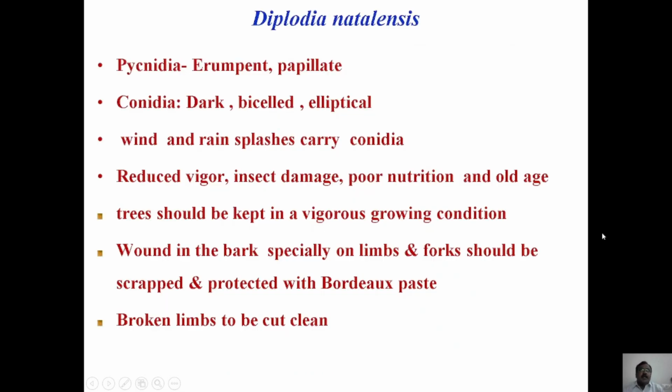And this Diplodia natalensis is known to produce pycnidia, which is a flask-shaped, erumpent and papillate structure, which in turn contains conidiophores and conidia. Here the conidia are initially single-celled and hyaline, and at the time of maturation become bicelled, elliptical, brown in color with a lot of striations on the outer surface. Wind as well as rain splash are helpful in spreading the conidia.